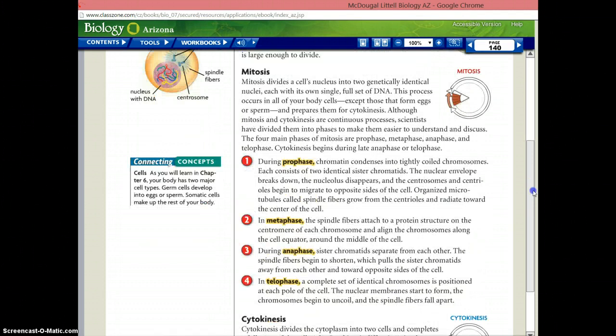The second stage, metaphase. In metaphase, the spindle fibers attach to a protein structure on the centromere of each chromosome and align the chromosomes along the cell equator around the middle of the cell. Once again, we're using those spindle fibers. Those are attaching to the centromeres of each duplicated chromosome. So let's check that out on page 141.